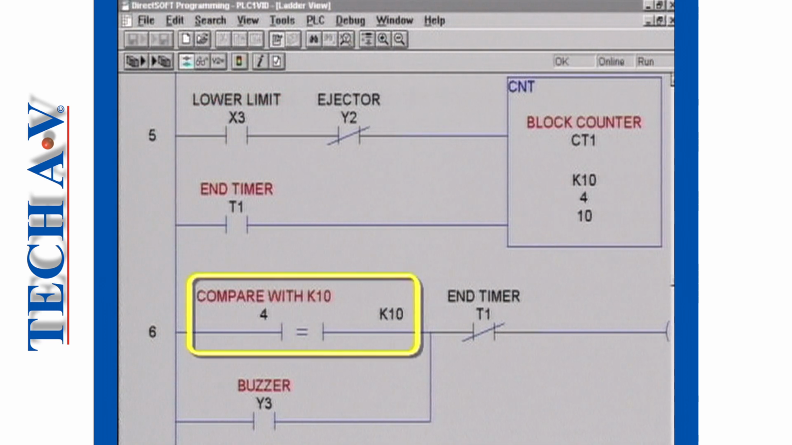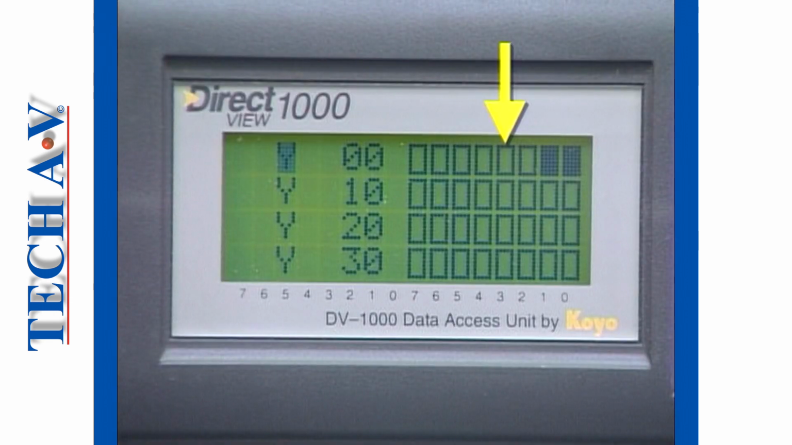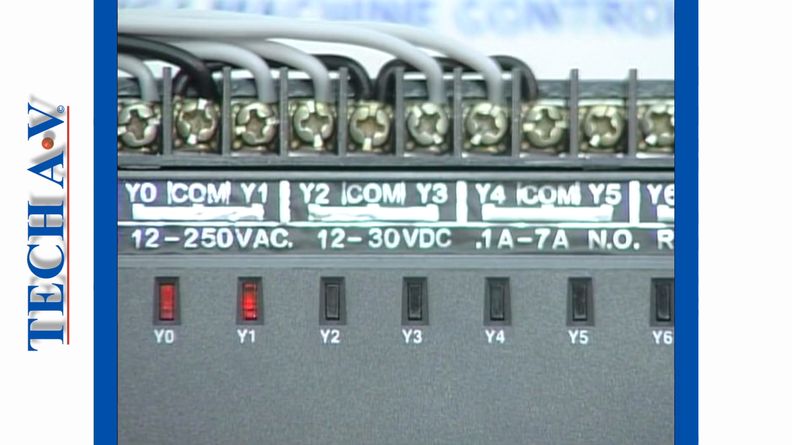Let's move on to rung 6. Here we find the instruction which tells the processor to make the comparison between the two registers, and when they agree or tally, to send a signal to output register Y3. When bit Y3 in the output register is set after 10 short blocks have been counted, the processor will, on its next scan, energize output coil Y3 to which the end of cycle buzzer is wired, and the buzzer will sound.